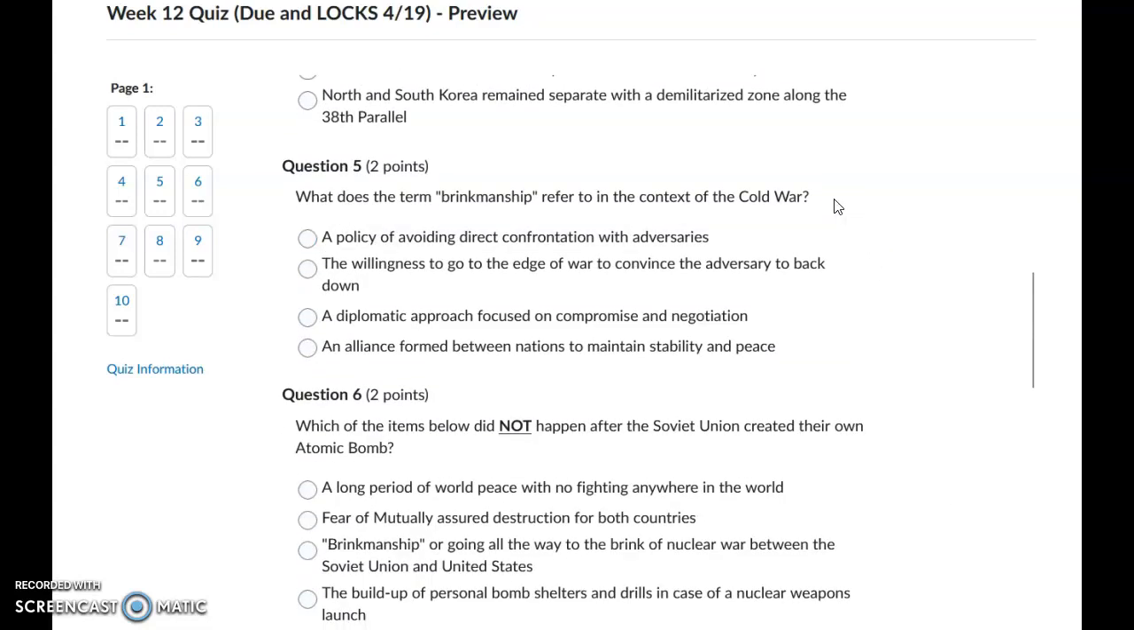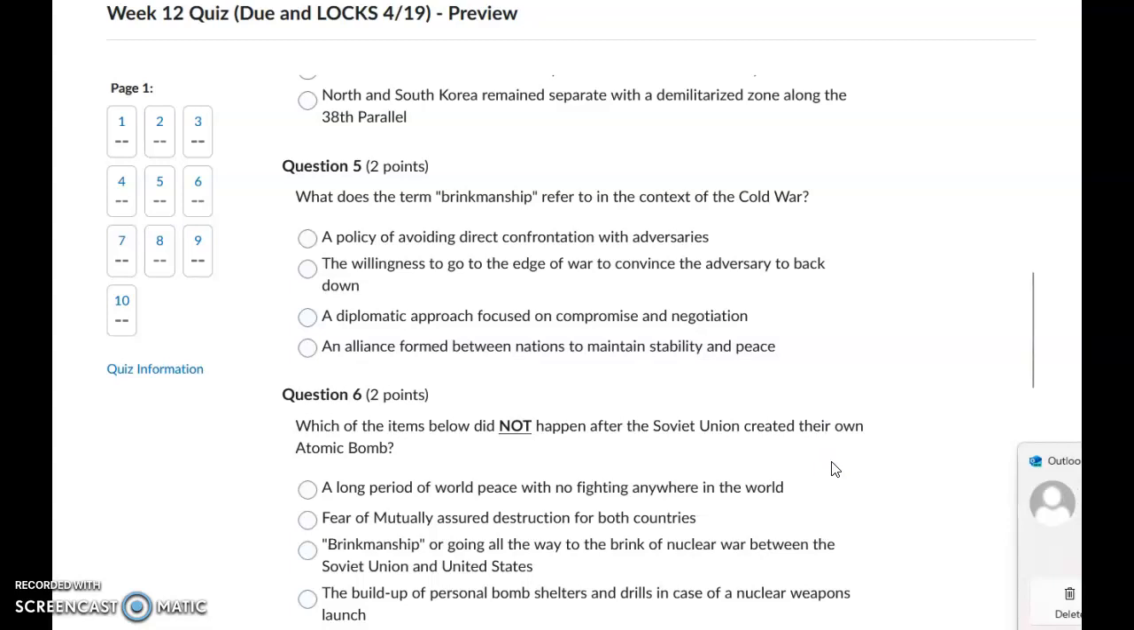Question 5. What does the term brinkmanship refer to in the context of the Cold War? A policy of avoiding direct confrontation with adversaries. The willingness to go to the edge of war to convince the adversary to back down. A diplomatic approach focused on compromise and negotiation. An alliance formed between nations to maintain stability and peace.